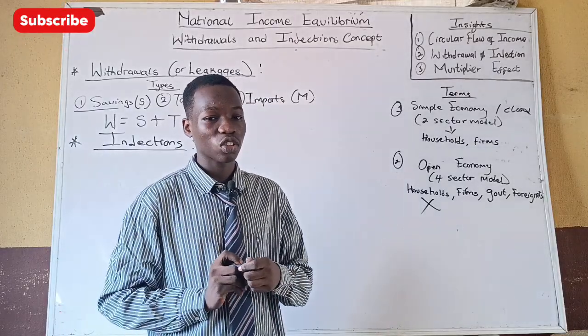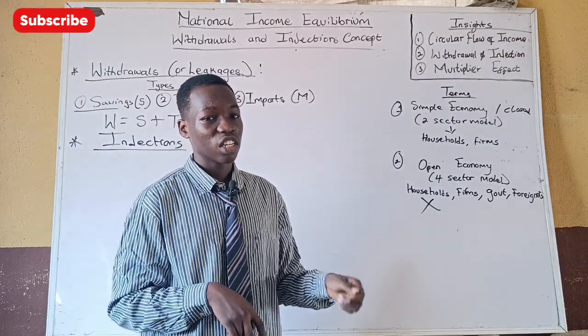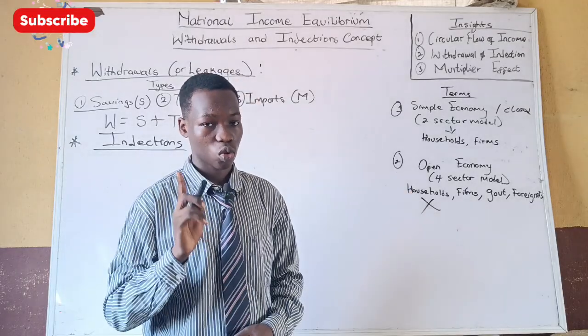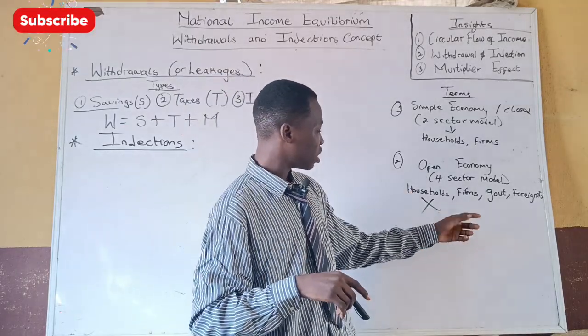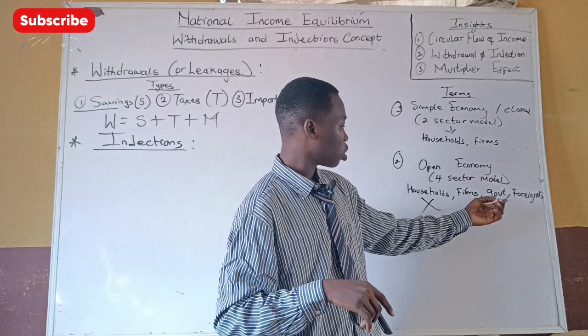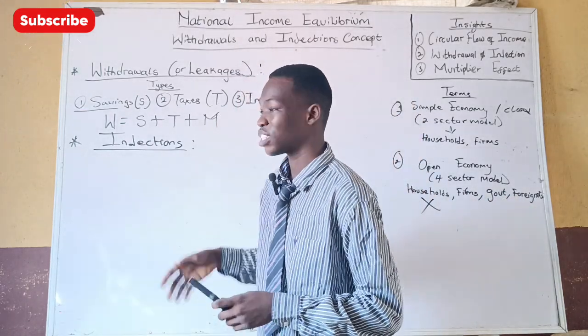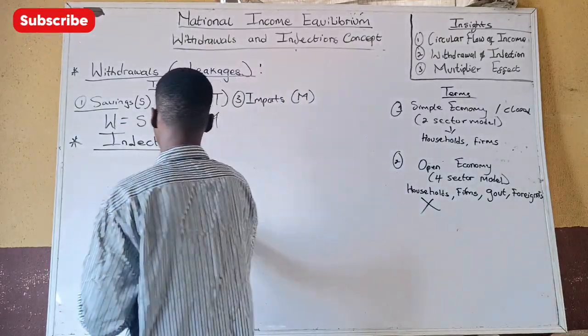That's why I said additional spending into the circular flow of income that does not originate from what? Household consumption. But it originated from firms, government and foreigners. Now, these are what make up the types of injection. Now, let's look at the types.